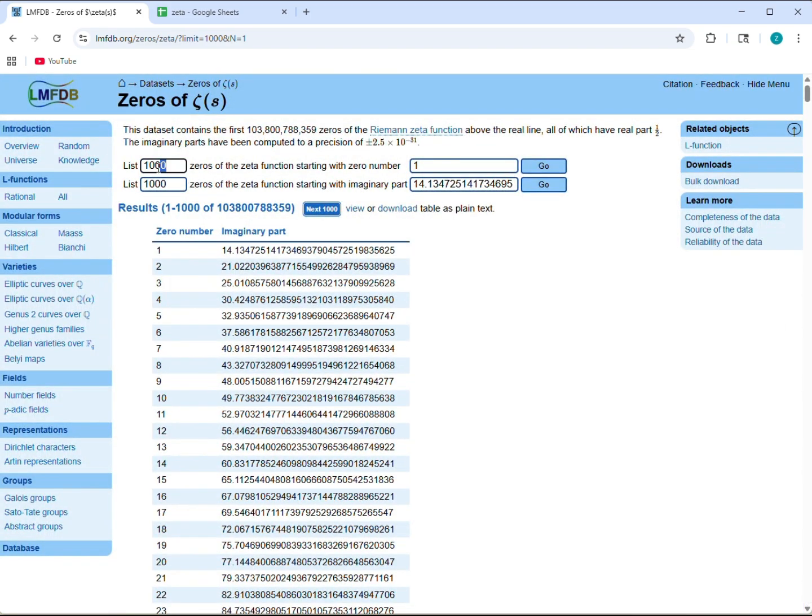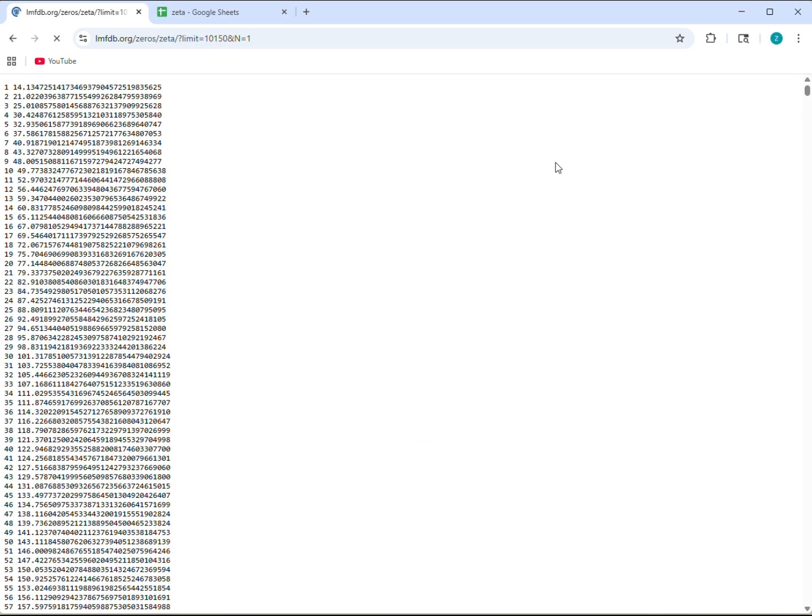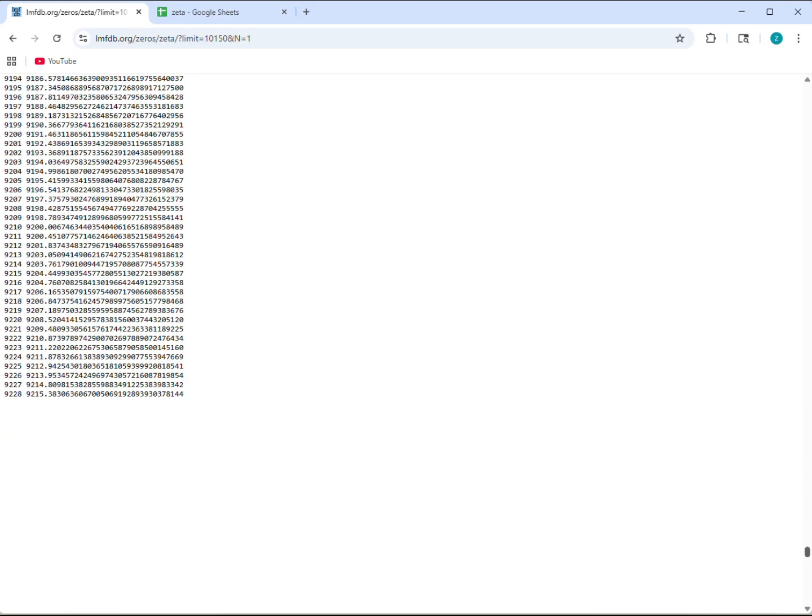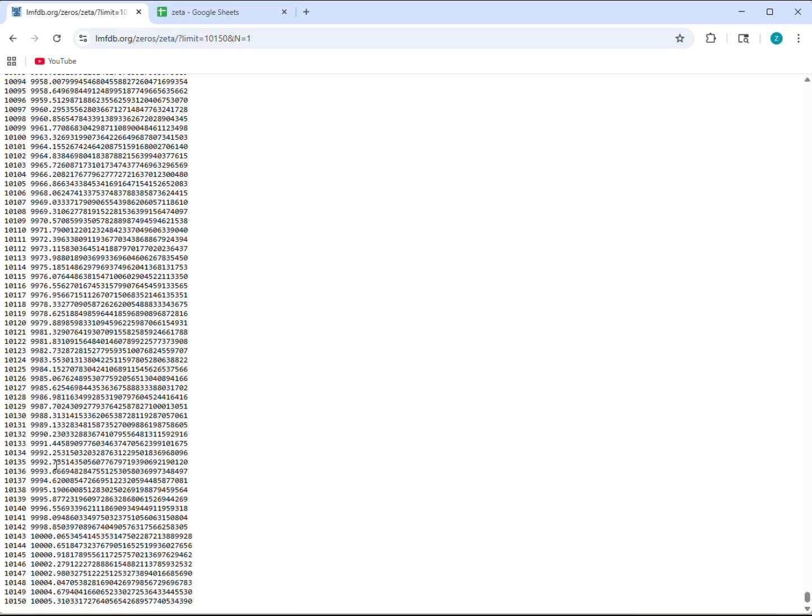So I'm actually going to tell it to give me the first 10,150 zeros. And you'll see why I chose this number in a sec. Okay, so if you tell it to get a large enough list, it's just going to give you a text file basically. And you can go all the way down and see all these zeros. And what I've done is I've copied this all to a Google Sheet.